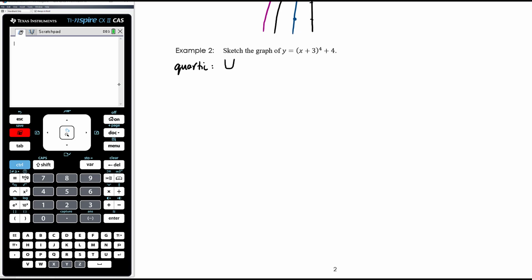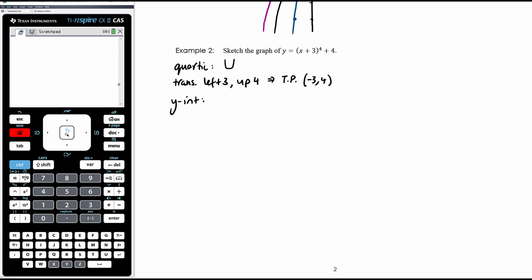So then the x plus 3 in the bracket, that's a translation to the left by 3, and then the plus 4 on the end is up by 4. And so that means that our turning point, and the quartic does have a turning point, is at -3, 4. So we haven't got any reflection. So the turning point is going to be sort of up over here, and it's going to go this way. So we're not going to be crossing the x-axis, but we will cross the y-axis. So we need to work out our y-intercept.